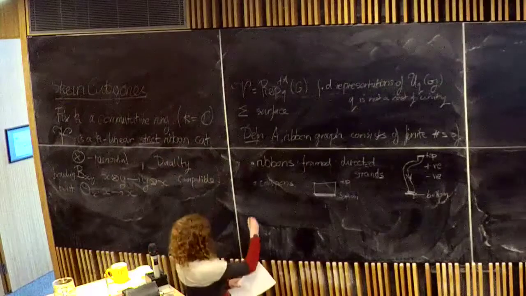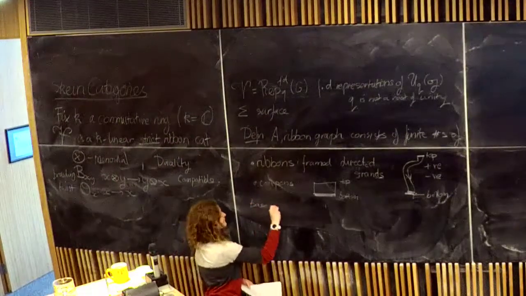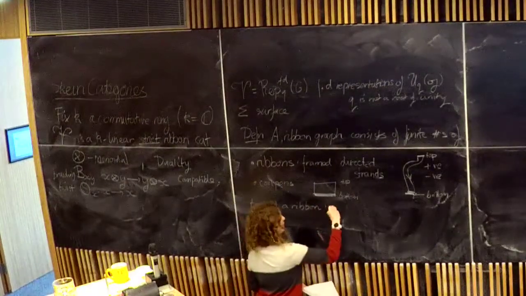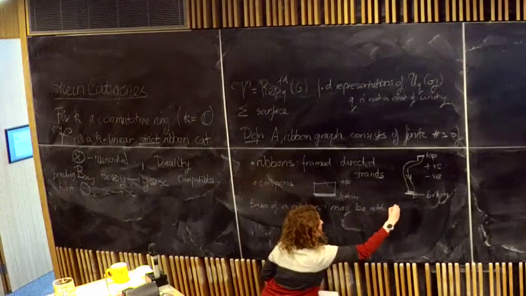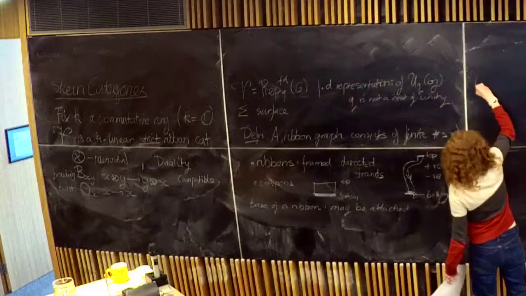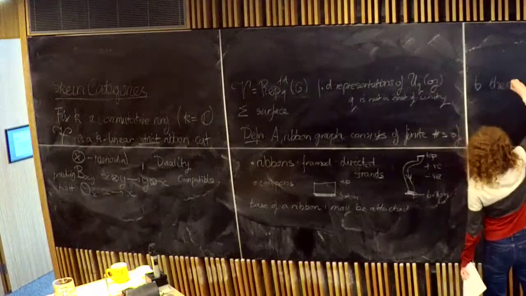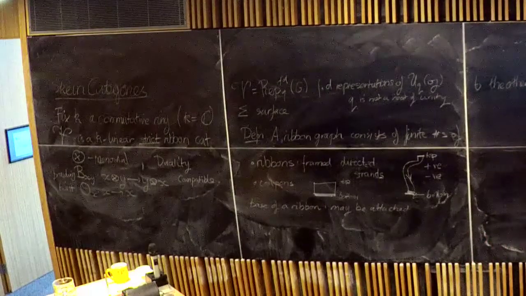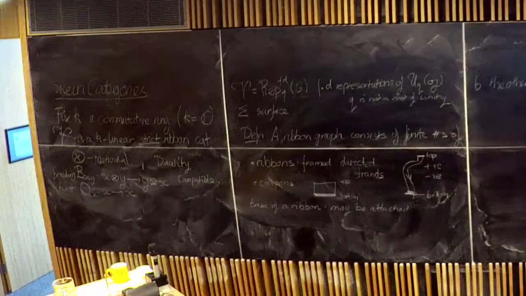Now, if we have a strand, a base may be attached to the other base of the same ribbon. So basically speaking, we can have annuli like this.